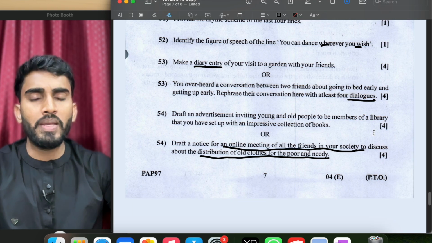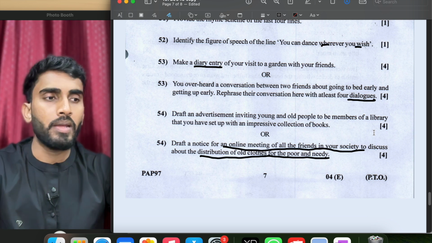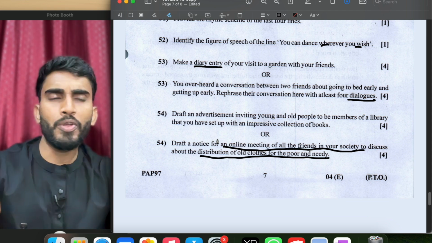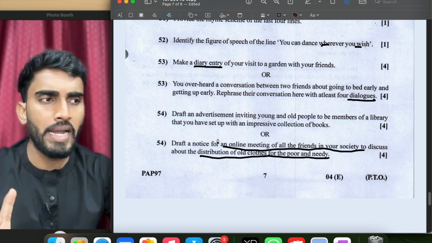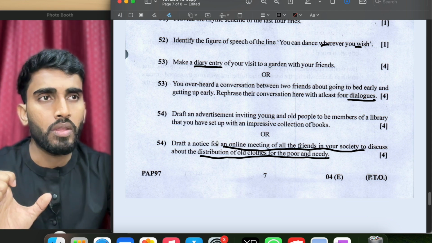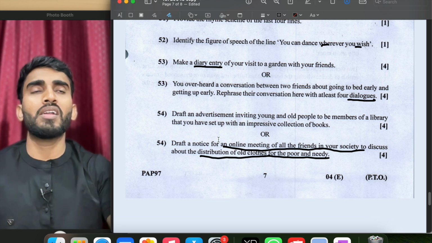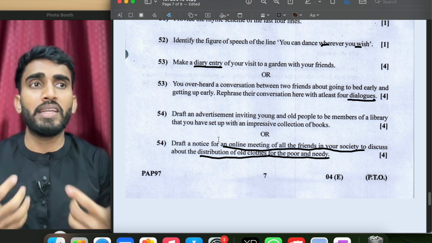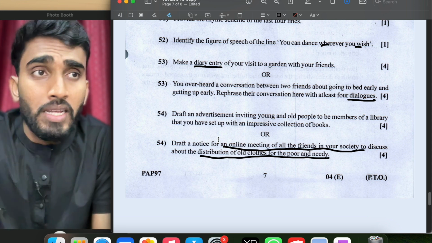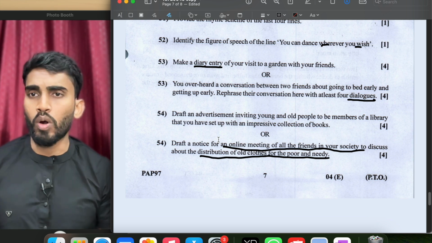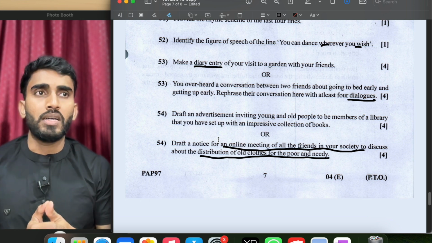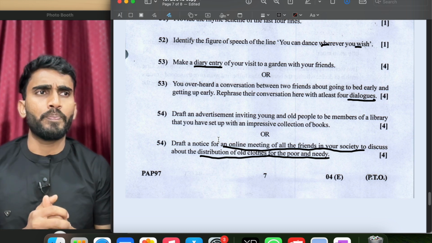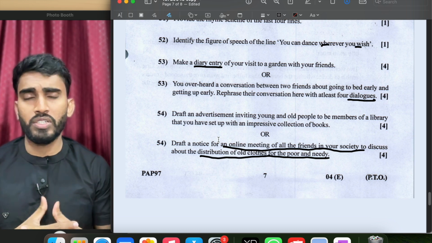Similarly, there will be a question of poster making. Poster making is similar to advertisement only, but in poster making you have to use fewer words and draw more pictures. Poster making generally comes about society's problems, creating awareness about the problems of society, like save girl child, save water, save electricity, grow trees, or control population, whatever it is.